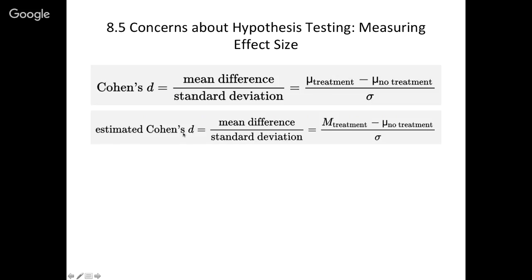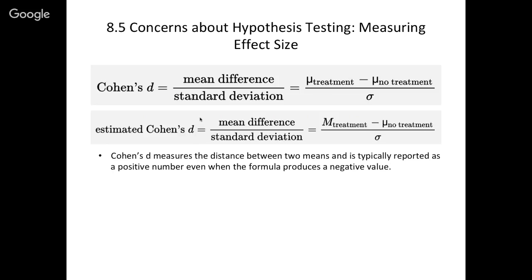The estimated Cohen's d equals the sample mean of the treatment minus the population mean without treatment, divided by the sample standard deviation. Because none of these parameters depend on the sample size, Cohen's d, the effect size, is independent of the sample size. And we typically report Cohen's d as a positive number even when the formula produces a negative number. It's just a habit, no reason.